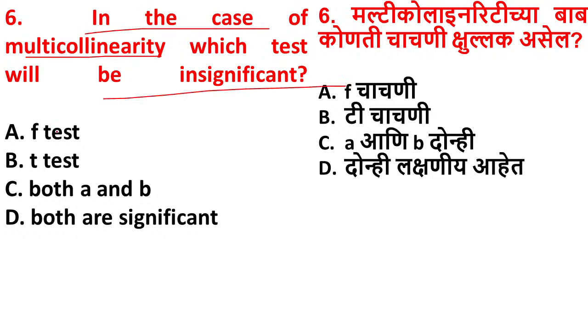Option A F test, option B T test, option C both A and B, option D both are significant. So in the case of multicollinearity, which test will be insignificant? So here the right answer is option B, T test.